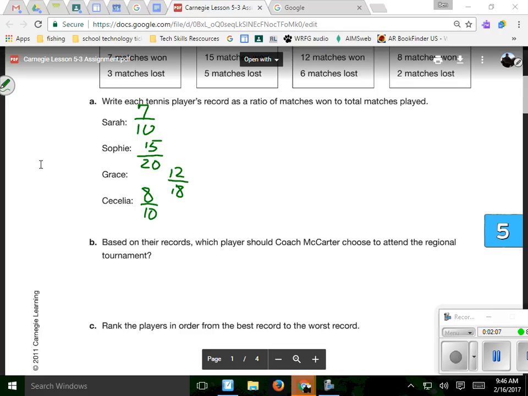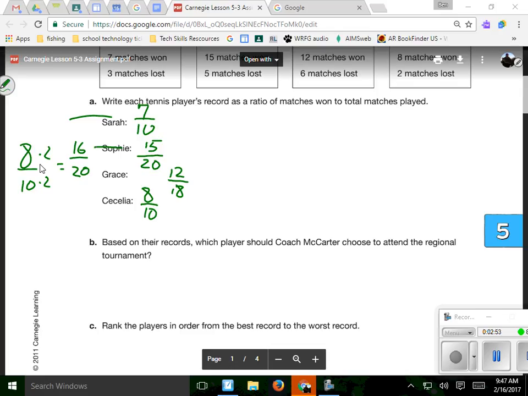First of all, you can tell that Cecilia and Sarah, compare those two. They both are 10s, right? Who's out? Sarah's out. Because you got 7. If they play 10 games, Sarah's winning 7 of them. Cecilia's winning 8 of them. That's a simple one. Well, Sophie and Cecilia are easy to compare too, right? All you got to do is multiply Cecilia's top and bottom by 2, and you end up with 16, right? Because you got 8 over 10 times 2 times 2, and you end up with 16 over 20. Okay, well, that means Sophie's got to be out.